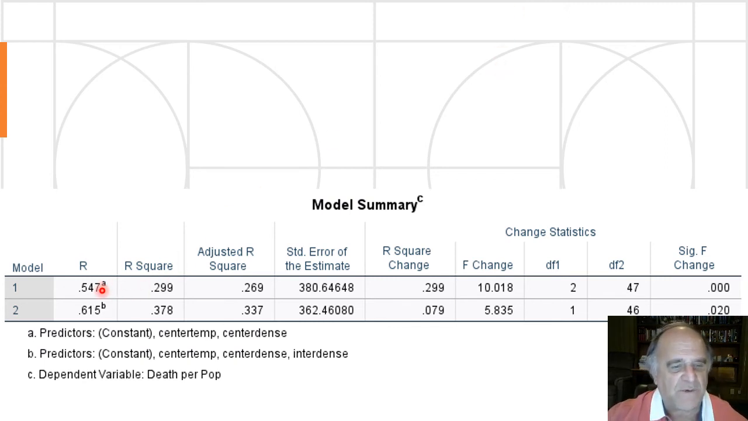So when we look at this, we can see our R squared here is 0.547. When we put in both center temperature and center density, it's significant. Now, what's interesting is when we put in the interaction, it's also significant. The associated p-value is 0.020, which is significant at the 0.05 level. So there is evidence that temperature is moderating the effect of density on COVID deaths per million.